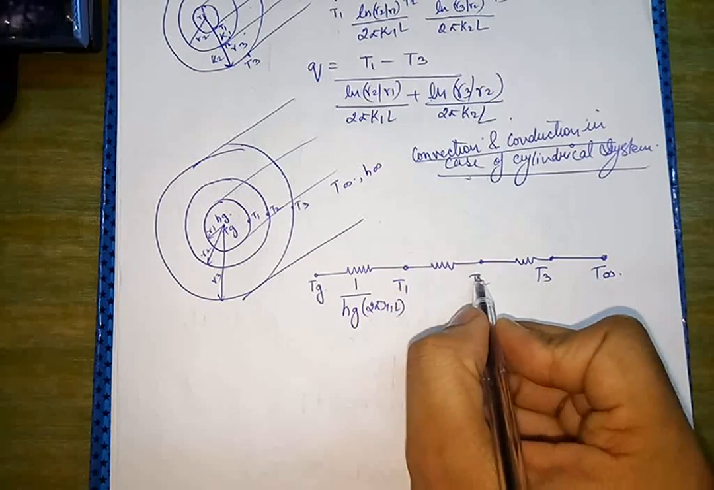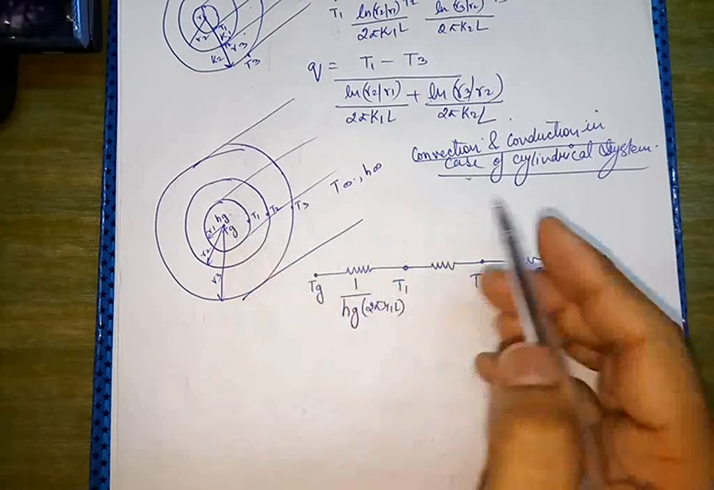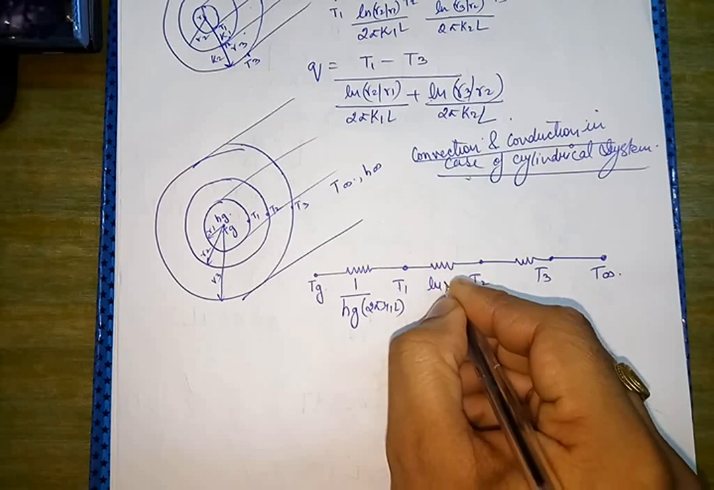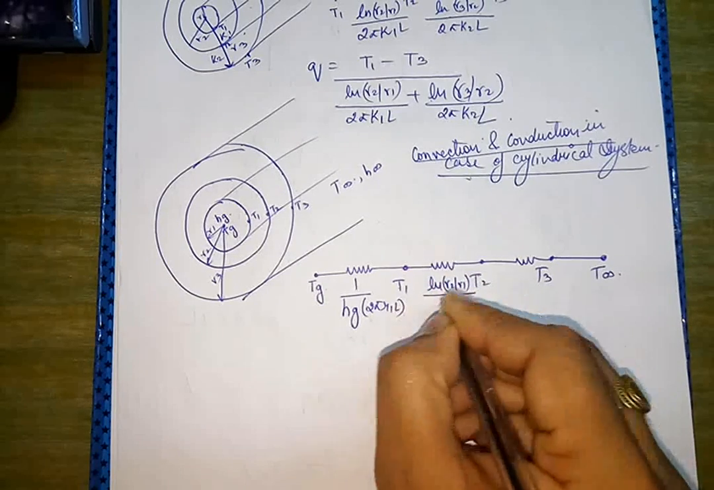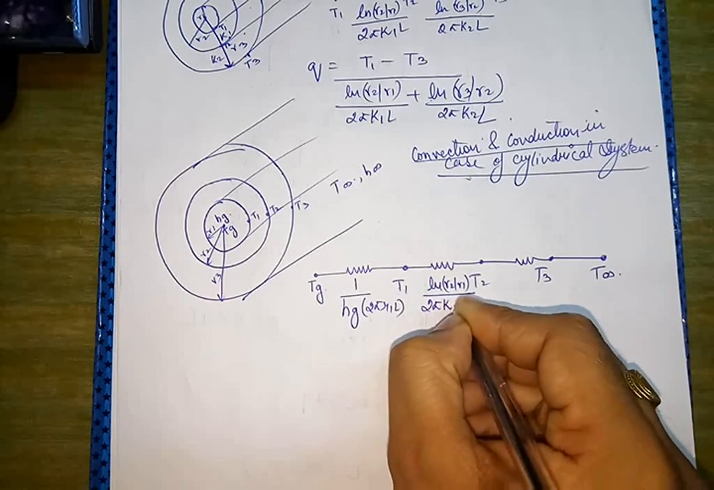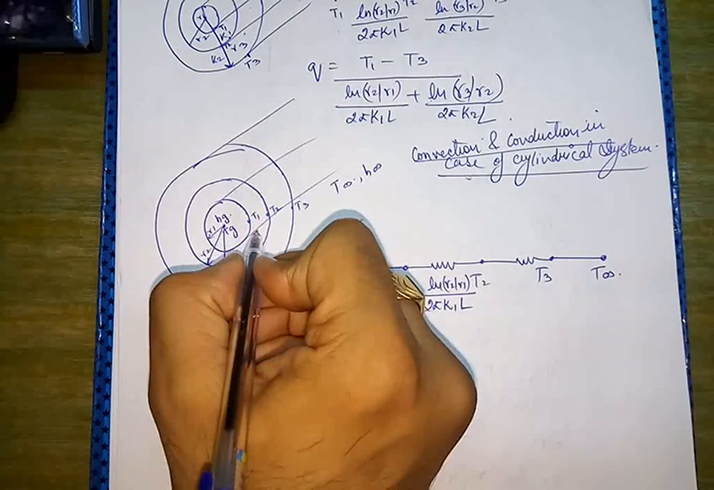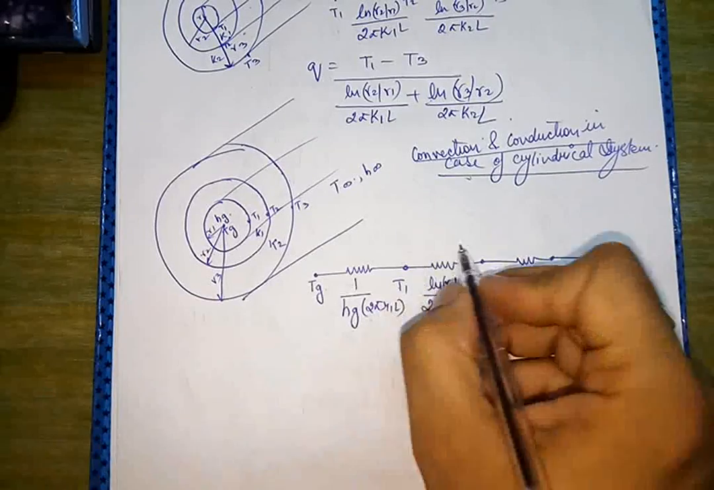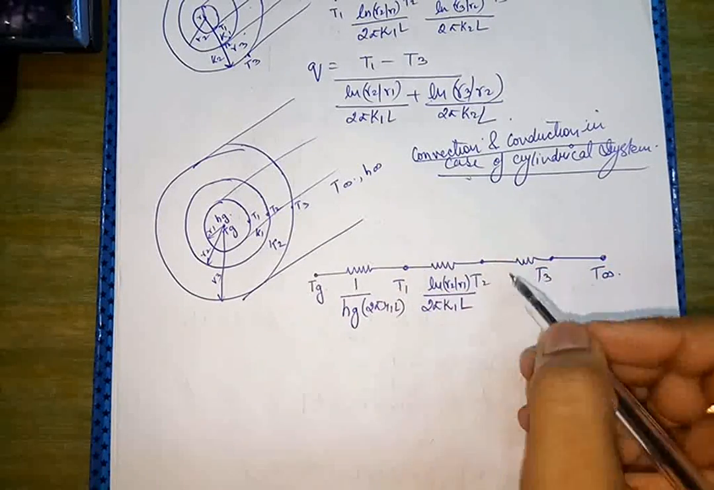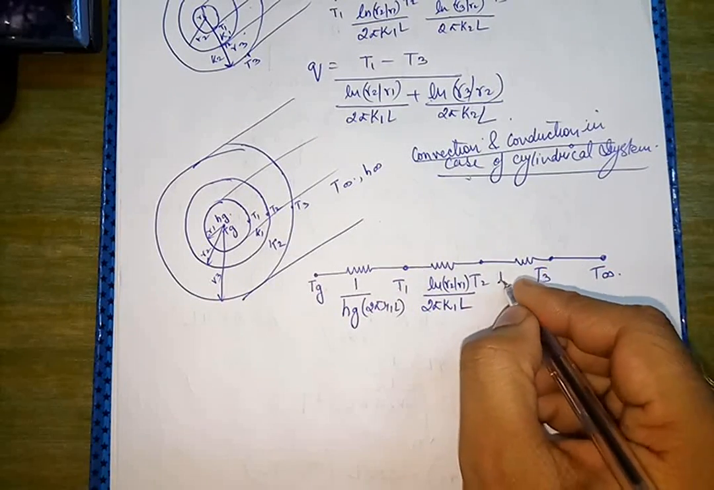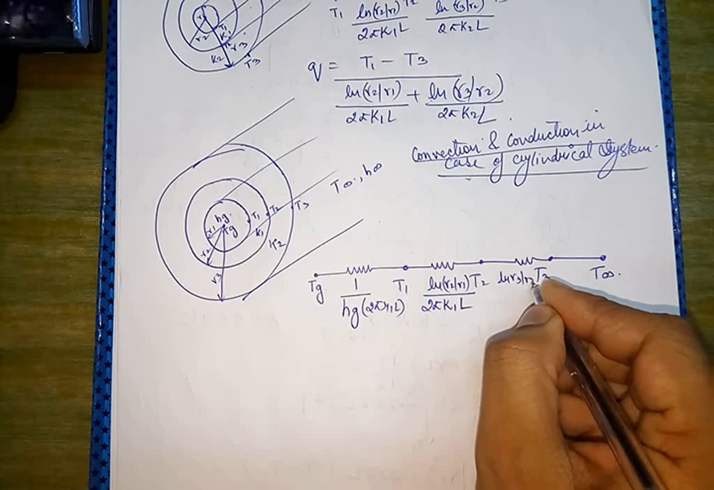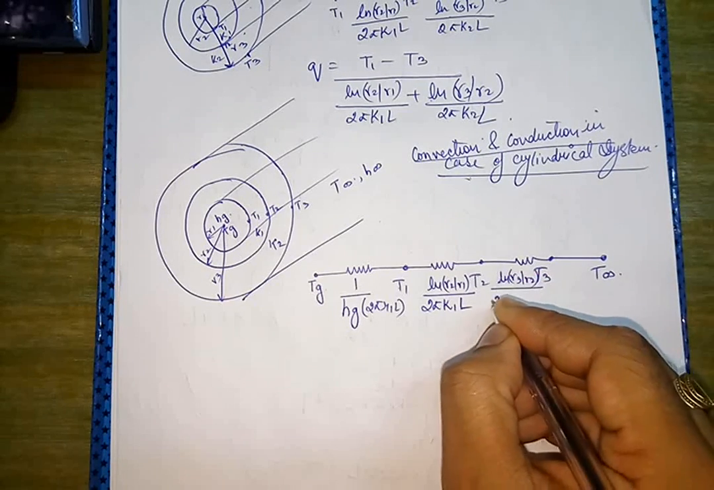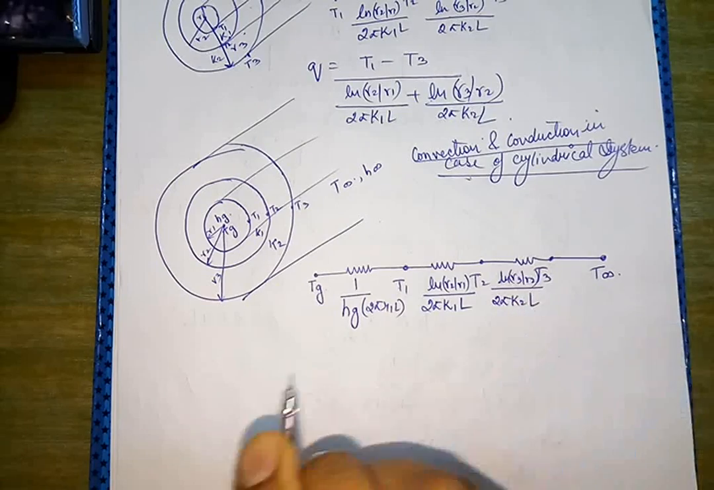Now between T1 and T2 we will have the cylindrical resistance, and that would be Ln R2 upon R1 whole upon 2 pi K1 L. K1 is the thermal conductivity of this section, K2 is the thermal conductivity of this section. Now between T2 and T3 we have again cylindrical resistance, Ln R3 over R2 whole upon 2 pi K2 L.